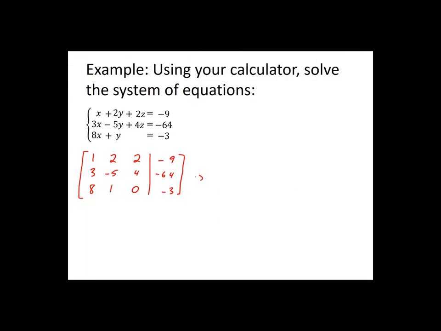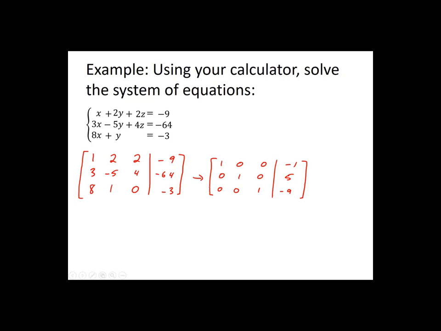I'm going to rewrite the matrix as first row 1, 0, 0, -1. Second row 0, 1, 0, 5. Final third row 0, 0, 1, -9. Close my bracket. All right, that's an augmented matrix.